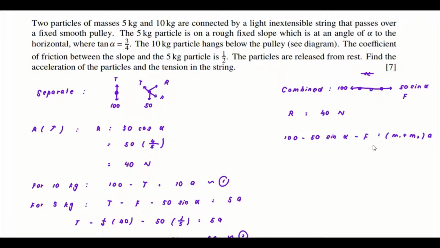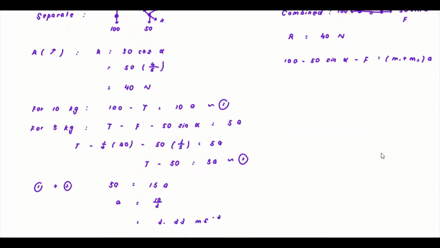By looking at this, this is basically an equation that does not have tension, and it's just a simple equation with only one variable. So we can straight away solve for A. Now let's try to substitute. 100 minus 50 sine alpha, which is 3 over 5, minus mu R, 1 over 2.